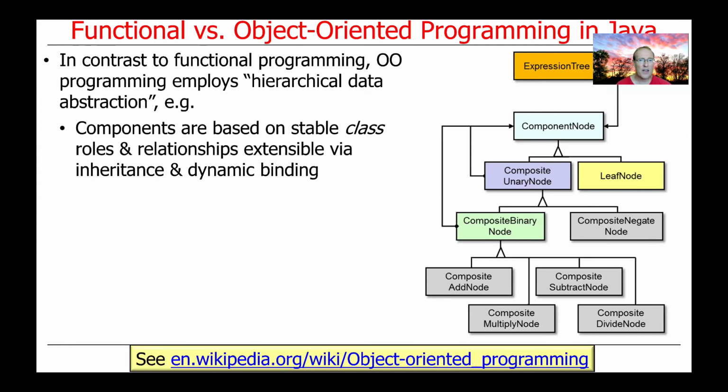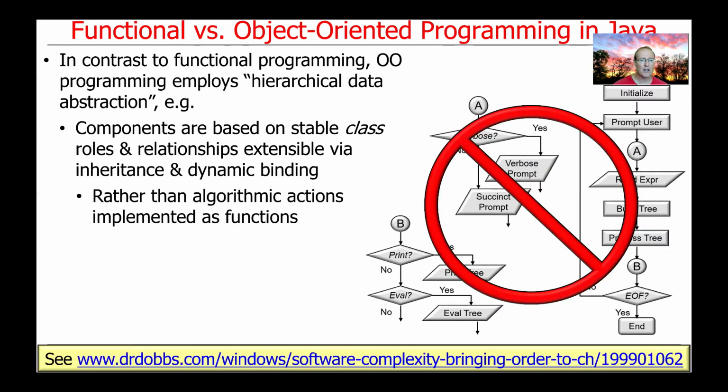And the way things work with the object-oriented part of Java is you think about your components as being based on stable class and or interface roles and relationships that can be extended using inheritance and dynamic binding. So you start out with an interface like the Java iterator interface or a component node interface or whatnot, and then you go ahead and extend it through inheritance and dynamic binding in order to be able to provide the imperative capabilities to modify the program state as it runs. The way in which you design things in object-oriented programming is not around algorithmic actions implemented as functions, but instead in terms of classes with well-defined stable APIs.